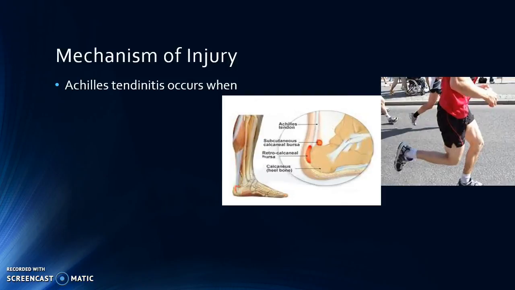Mechanisms of injury. Achilles tendonitis occurs when there is an overuse or doing too much too soon when the tendons are not used to the movement. This is common in beginning athletes, people who are just coming into the season or who are trying out for the first time or not used to the amount of running that is placed on them, which can lead to a tear in their Achilles tendon.